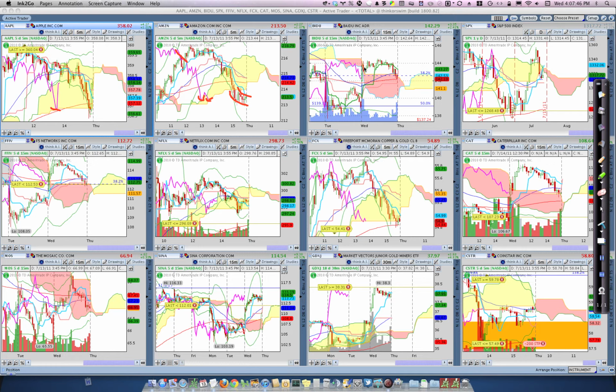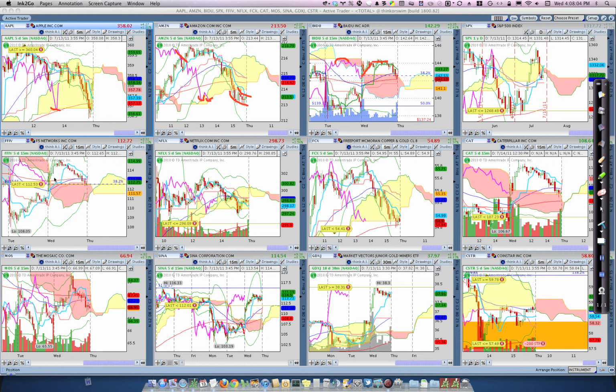Now here's Baidu. Baidu started up nicely, and then it sort of just plateaued for most of the day. Well, why is that? Look back at the Chiku. There it is. It was hitting the top of yesterday's cloud. Let's take a look at the SPX last.